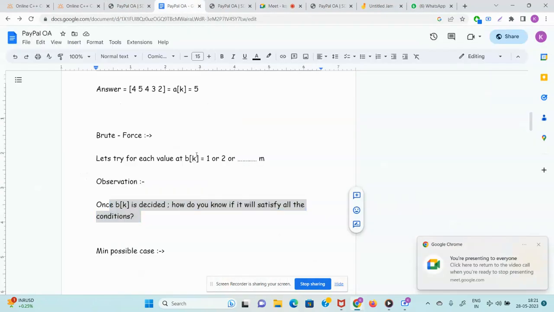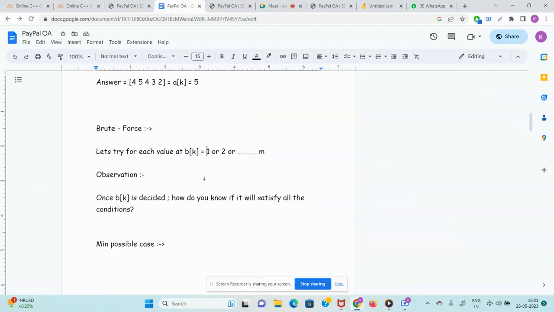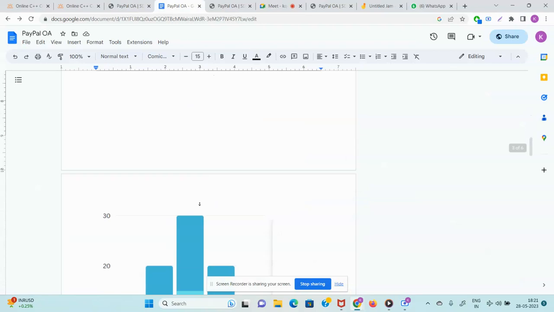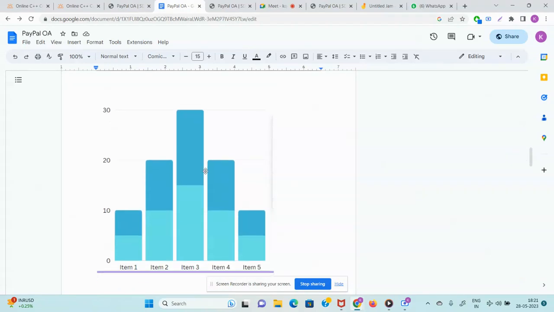Guys, say you fix the value at b of k, then what is the minimum possible sum of numbers? It will look like this. Say k is 3, this is the largest element, then you will decrease one number from here, decrease one number from here, and decrease one number from here, guys. This is the most important thing.